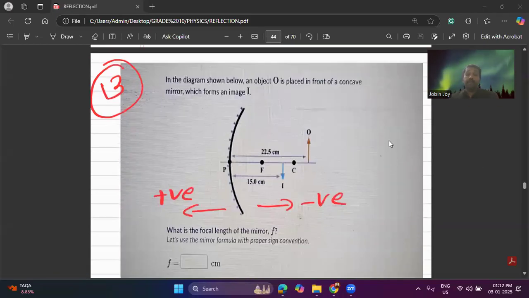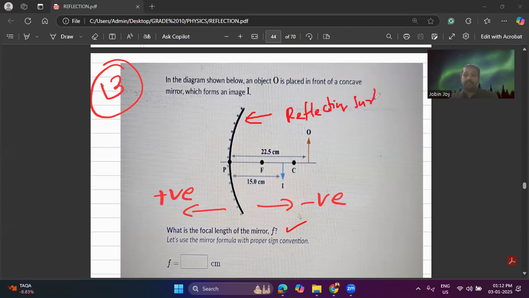Okay. Then next, you have to calculate F. So this is a concave mirror. Concave mirror means this is the reflecting surface. Reflecting surface means this is negative, this is positive, and above the principal axis is positive, below the principal axis is negative. Okay.